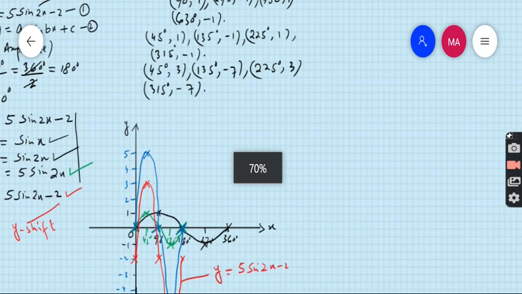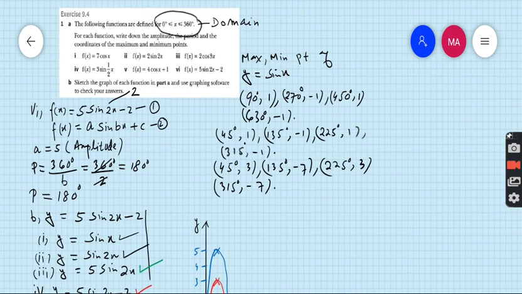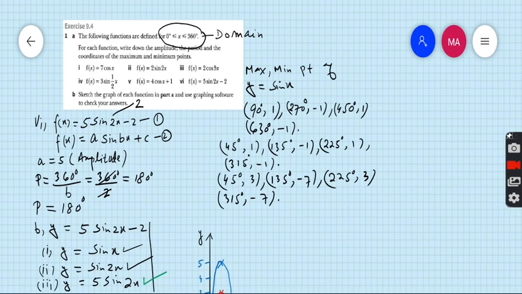Kindly do practice more and more and more. Do all parts yourself and verify it from graphing software. If you don't have graphing software, then no problem. Draw as good graph as you can.